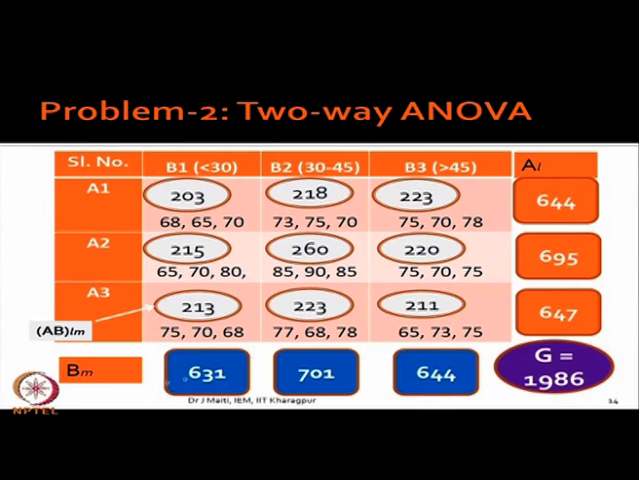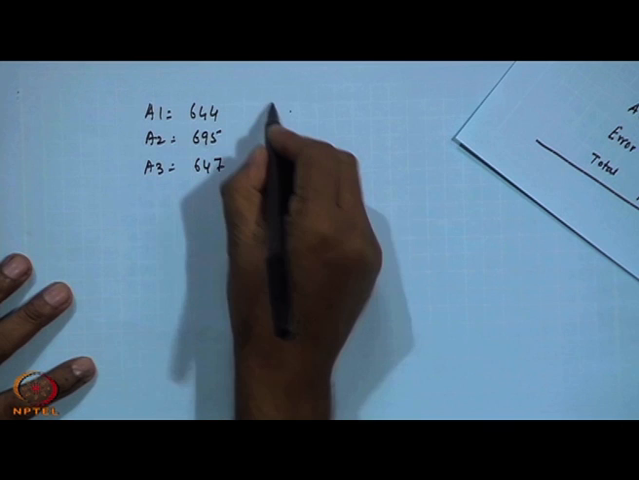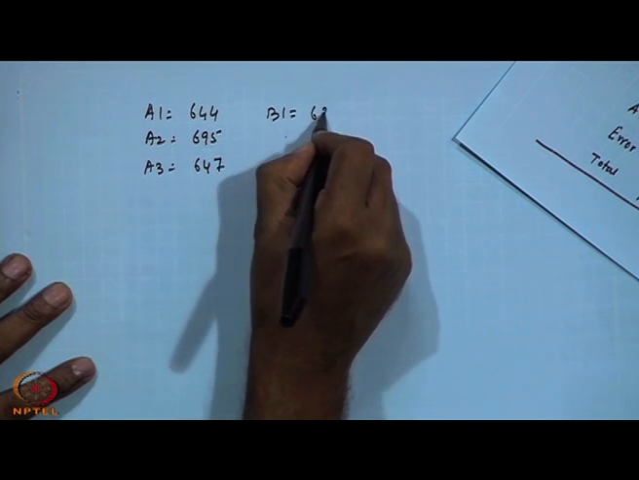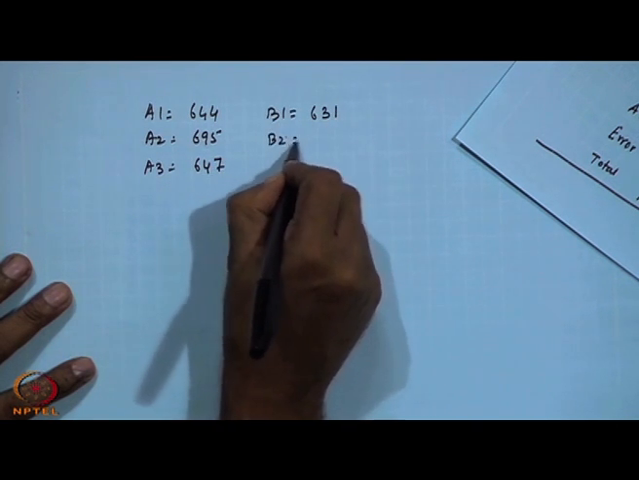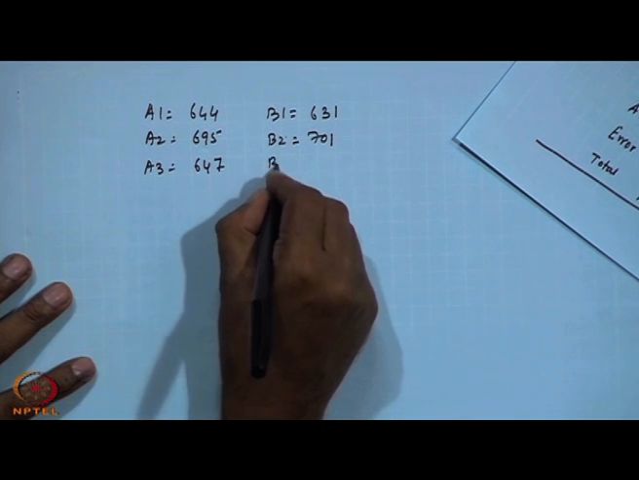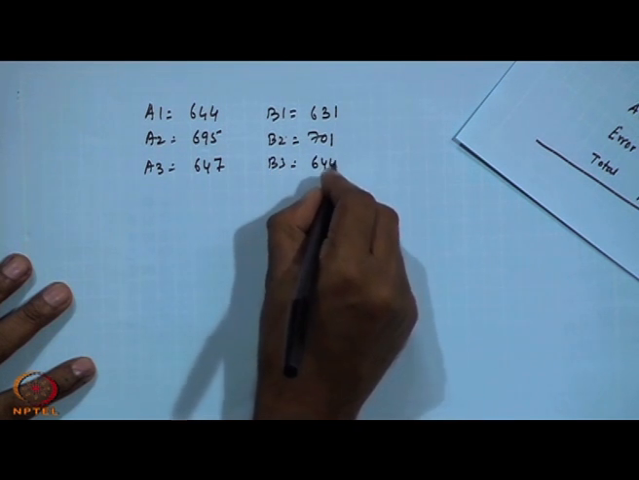Similarly, when you make the total across the columns, you will be getting the column totals, which are basically for the different age groups. So, you will be getting B1 equal to 631, B2 equal to 701 and B3 equal to 644.